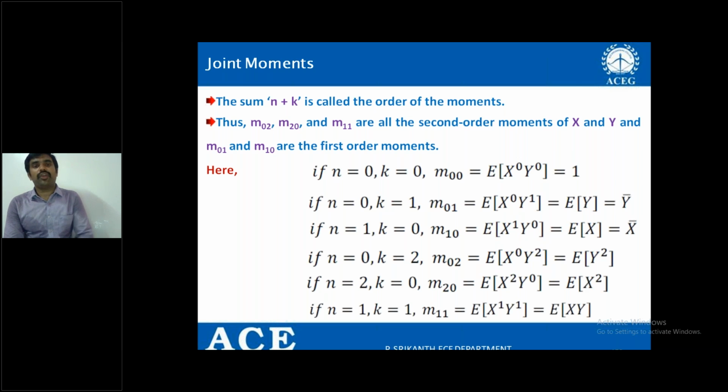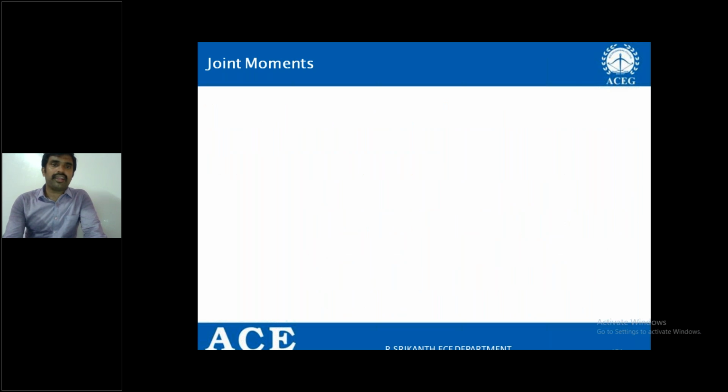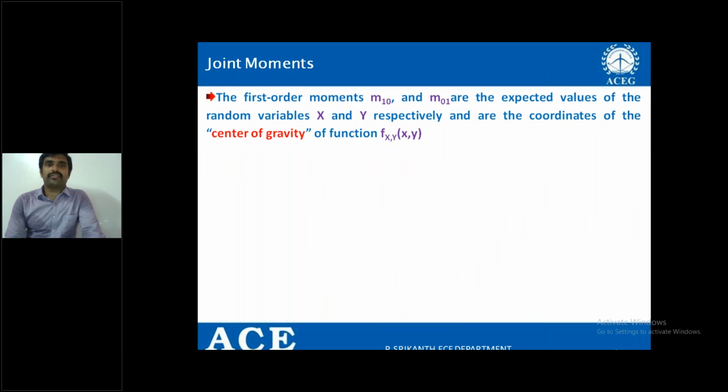And if n equal to 1 and k equal to 1, another second order moment, that is m11, is equal to expectation of xy, and it has great importance in communications. That is expectation of xy, and it will also be called correlation. That we'll see later.